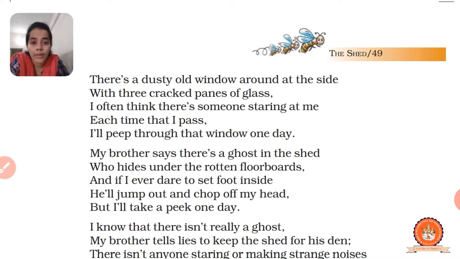So what is the poet deciding? He will peep through that window one day. So he is deciding that I will, to peep means to look inside, all right? To get a glimpse of that window, okay? So the poet is deciding that he'll go near that shed one day, okay? He'll look inside to see who is looking from that window at me, all right? Who is staring at me? He thinks that there is someone inside the shed, all right?